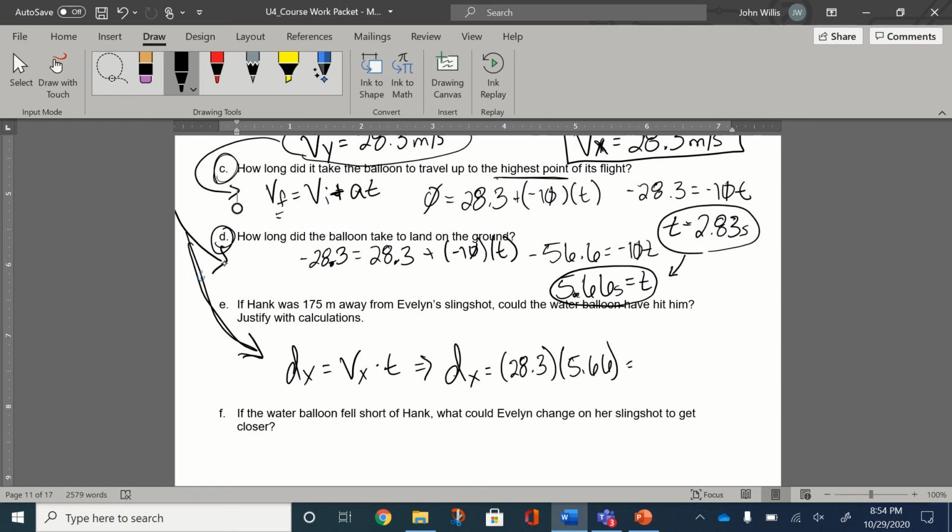So in this case, it's only going to go, what did that work out to be? 160-ish meters is what that was. So no, this is not going to reach Hank. It's going to be 15 meters shy of Hank.